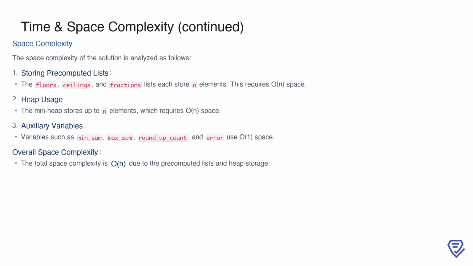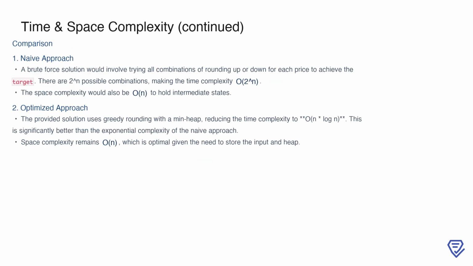When comparing this optimized approach to a naive solution, the efficiency of using a heap becomes clear. In a brute force approach, we would need to explore every possible combination of rounding up or down for each price to achieve the target. This results in 2 to the power of n combinations, leading to an exponential time complexity of O(2^n). Space complexity would still be O(n) for storing intermediate states. In contrast, the optimized solution reduces the time complexity to O(n * log n) by leveraging a greedy approach with a min heap.